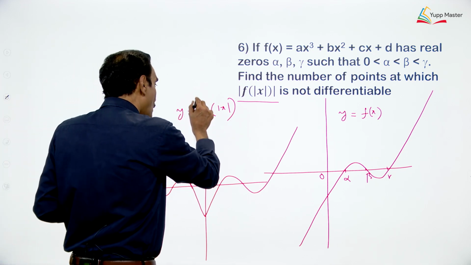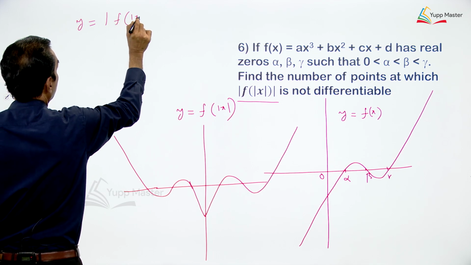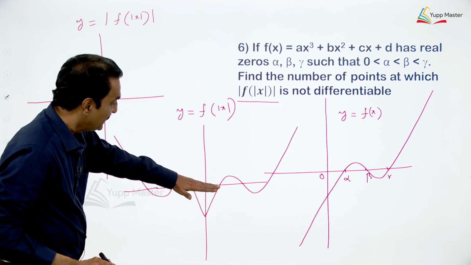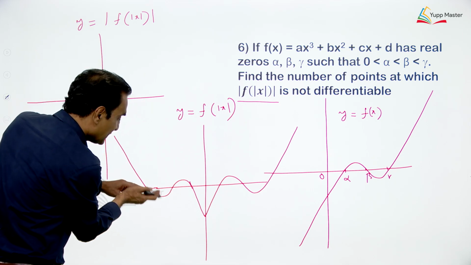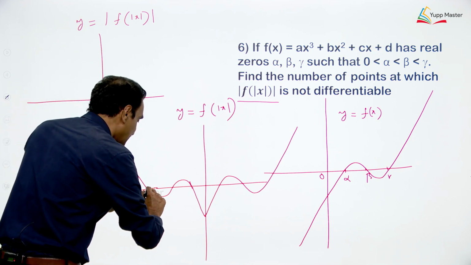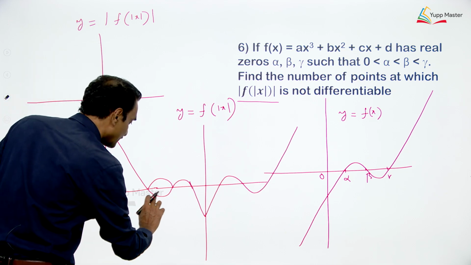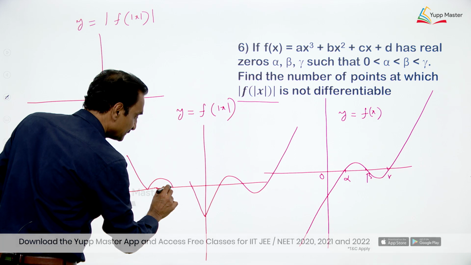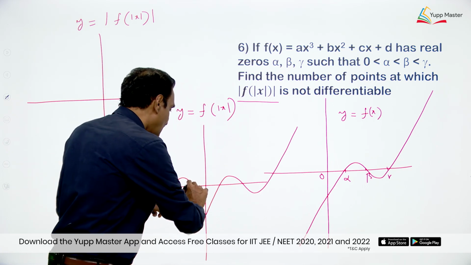Now, if we take whole mod, y is equal to mod f of mod x, then what to do? We have to remove the graph below the x axis and draw its reflection about x axis. So, first this part should be removed and we should reflect it. So, what happens? I will draw here itself. So, this must be reflected here like this and we should remove this. Okay. Similarly, this must be removed and we should draw its reflection.